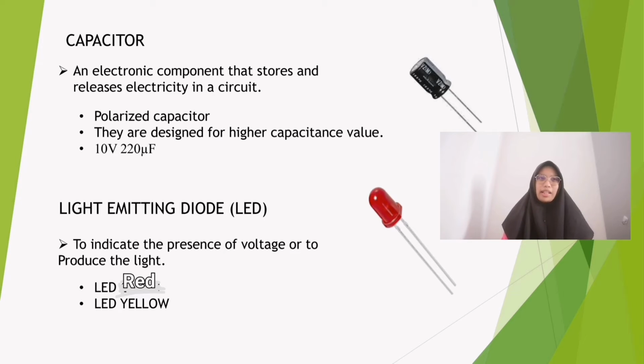Next, we use a light emitting diode, LED. An LED is used to indicate the presence of voltage or to produce light. We use 2 LEDs in this project, which are a red LED and a yellow LED.